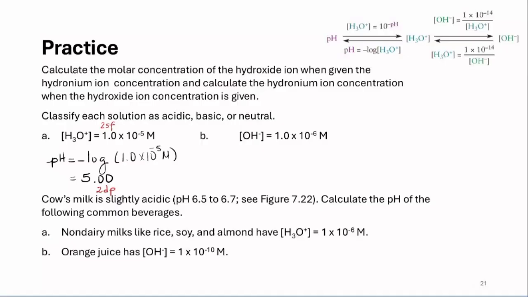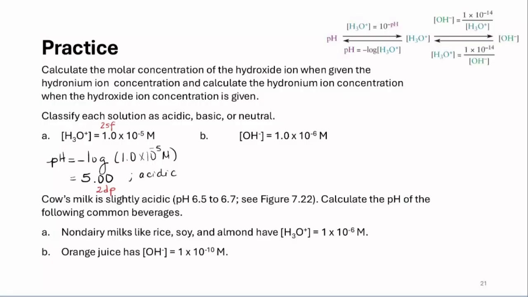Let's now do problem B, in which I am given OH minus and I need to find pH. In this example, oh, one last thing. A pH of 5.0 means that the substance is acidic. Now I can move on to letter B.